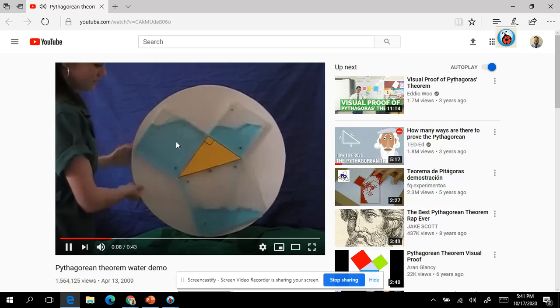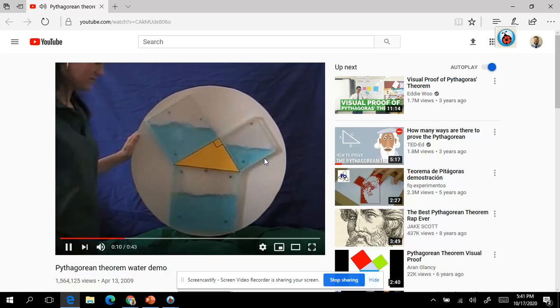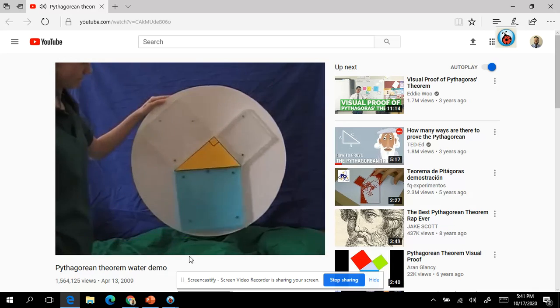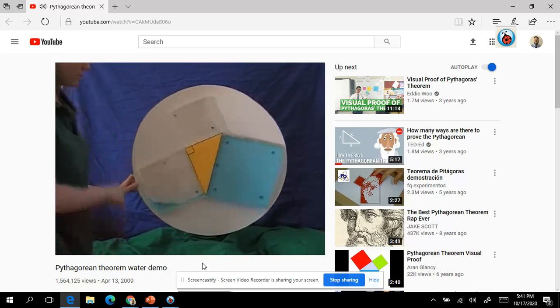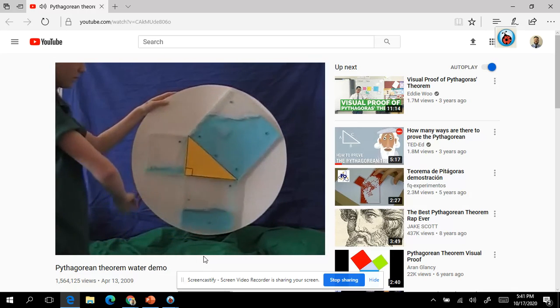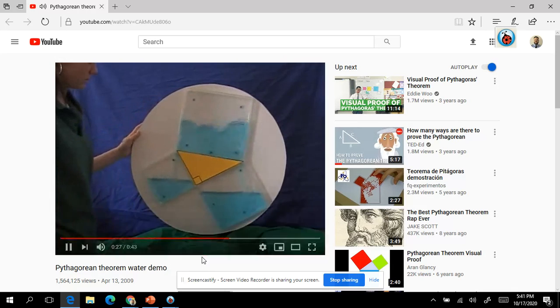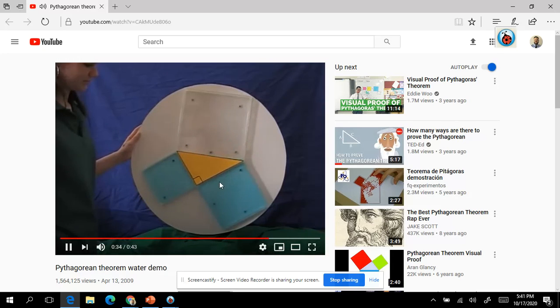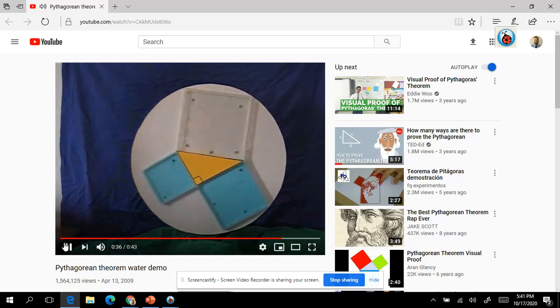So remember, this is A, this is B. Bam. It's exactly the same. She's going to pour it back. So that's just more proof that the two legs, which are A and B, equal the hypotenuse.